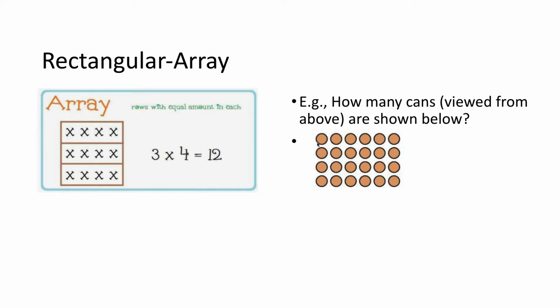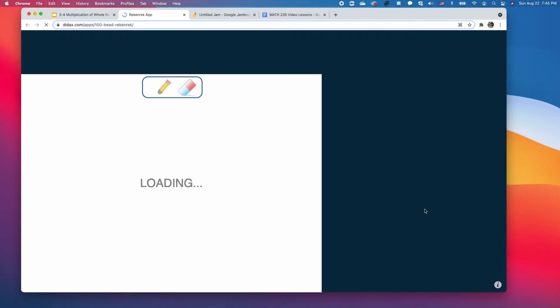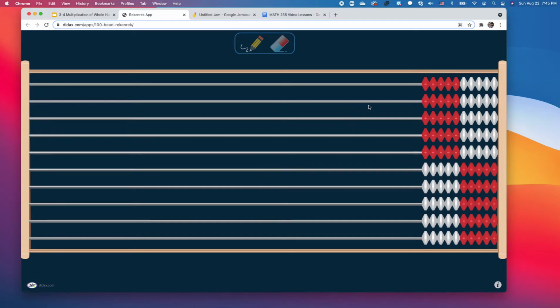If you're counting by the columns, you can say 1, 2, 3, 4, 5, 6 columns, and in each column I have 4 cans. So 6 columns of 4 cans. 6 times 4 is 24. Or you can look at these as rows. You can say 4 rows, and in each row I have 6 cans. So 4 times 6 is equal to 24 cans, right? You can also use this.